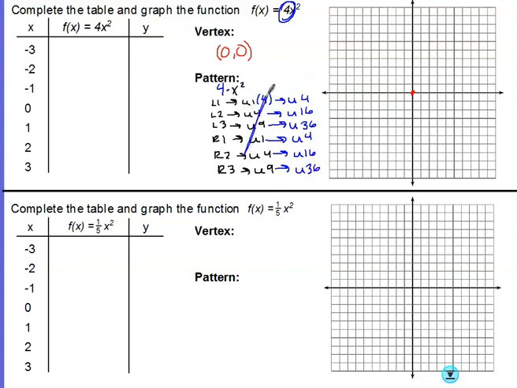And then I go ahead and plot my points. Left 1, up 4. Left 2, up 16 is pretty far off my graph, so I can't graph that one. Same thing with left 3, up 36. But I can go right 1, up 4. I can't go right 2, up 16, or right 3, up 36. So I just connect the dots as best I can, keeping my smooth curve form.